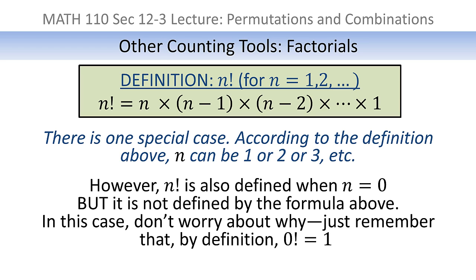It doesn't follow this formula above. It doesn't fit into this formula here, but it is the definition of 0 factorial. So just remember that 0 factorial is 1, and for n equal 1 or higher, use the formula.